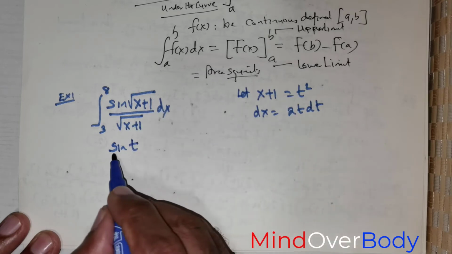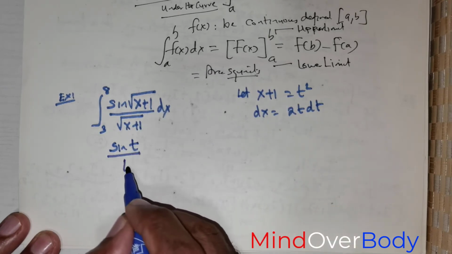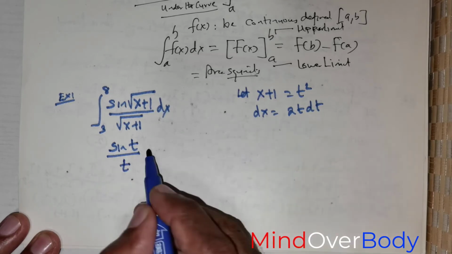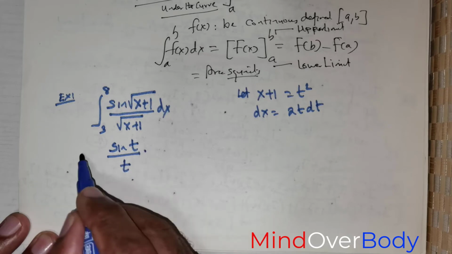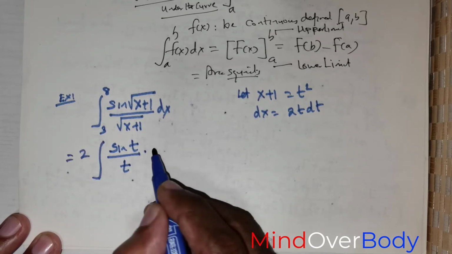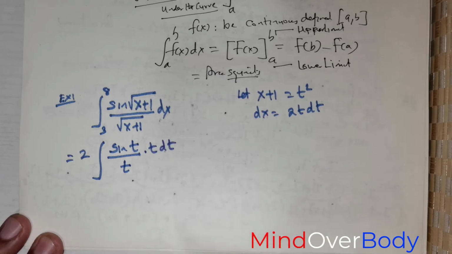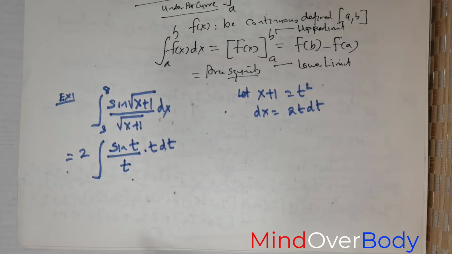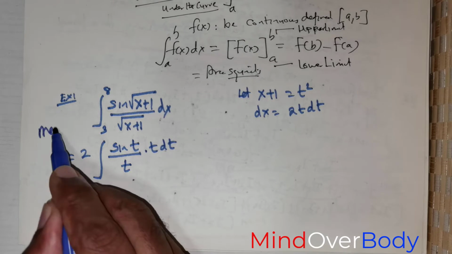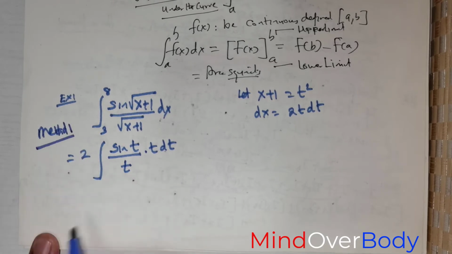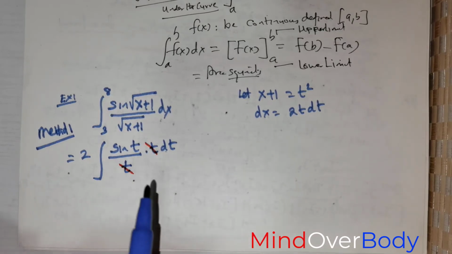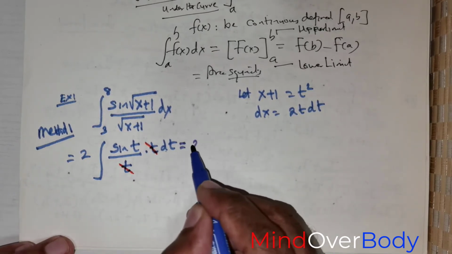Square root of that would give me t, divided by, I have t here, and dx is 2 times t dt. So let me place that 2 over here and t dt. Now if you see, I have not placed the limits at all, so don't do that. This is the first method, so let me write that down. Method 1.